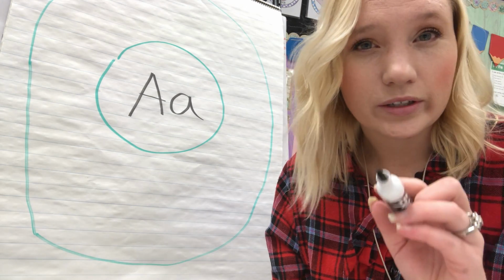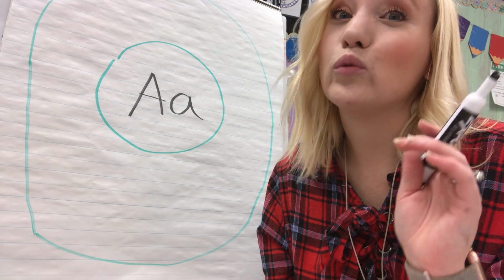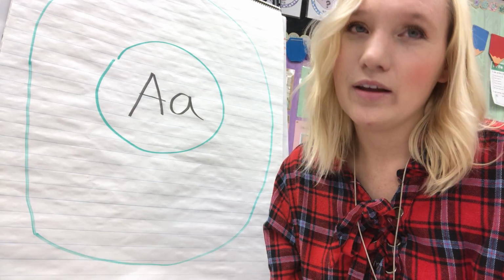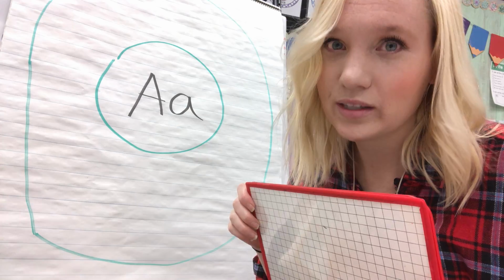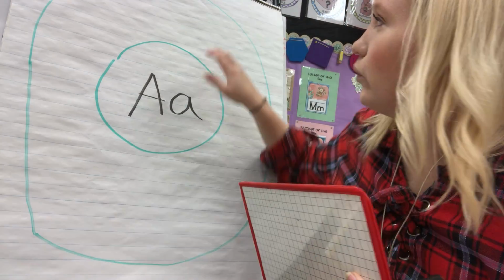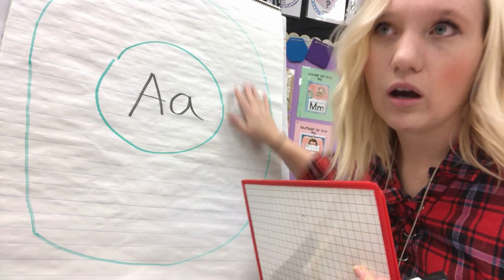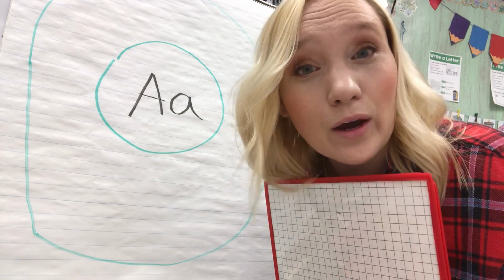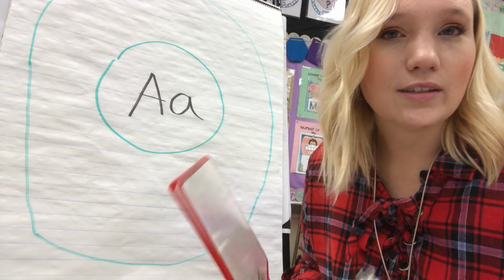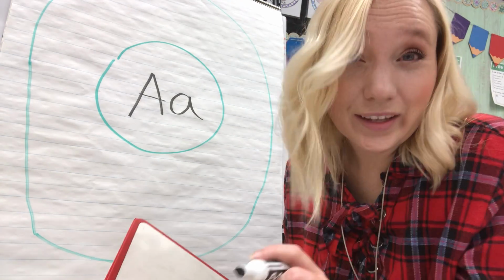So first things first, we are going to learn how to write the letter A. Then we're going to look at the sound that the letter A makes. And then we're going to put a couple of pictures on our circle chart here that have the same beginning sound, okay? But first, let's work on writing the letter A.